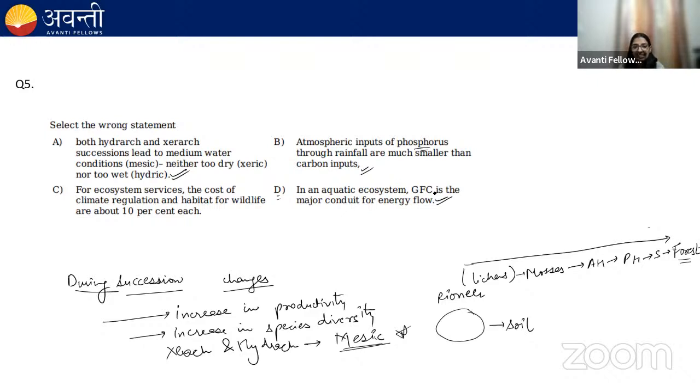But in the terrestrial ecosystem, you will observe that the detritus food chain has a major or larger energy fraction as compared to the grazing food chain. Okay, so remember this point. In the aquatic ecosystem, the grazing food chain is the major conduit for energy flow. In the terrestrial ecosystem, the detritus food chain provides the larger fraction of the energy.